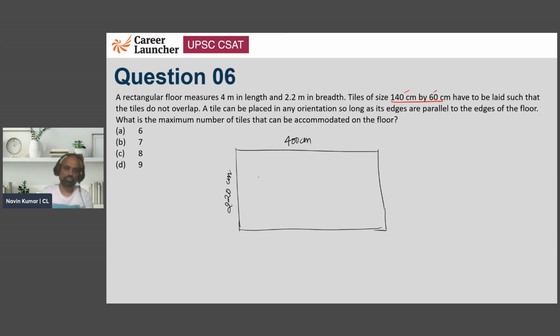Okay, so how about, let's look at 400 now. Can we make 400 using 140 and 60 in any number of combinations? Well, if we take 140 and 60, that's 200, and another 140, 60, that's again 200.